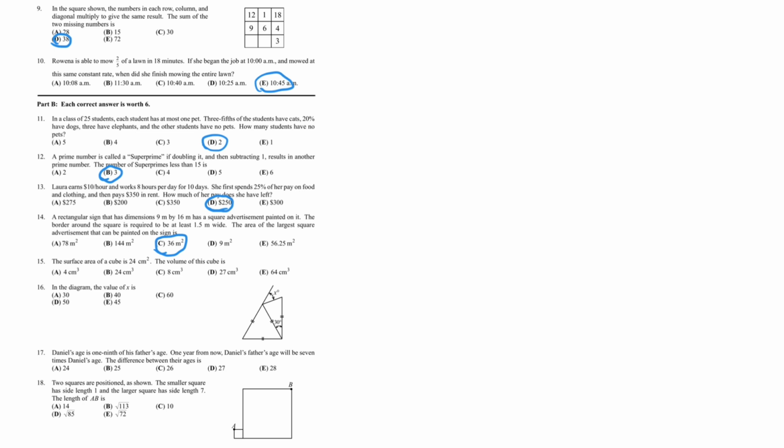Number 15, the surface area of a cube is 24 square centimeters. The volume of this cube is? For the cube, surface area is 6 times side length squared. In this problem it equals 24. So 6s squared equals 24. s squared equals 4. s, that's the 2.